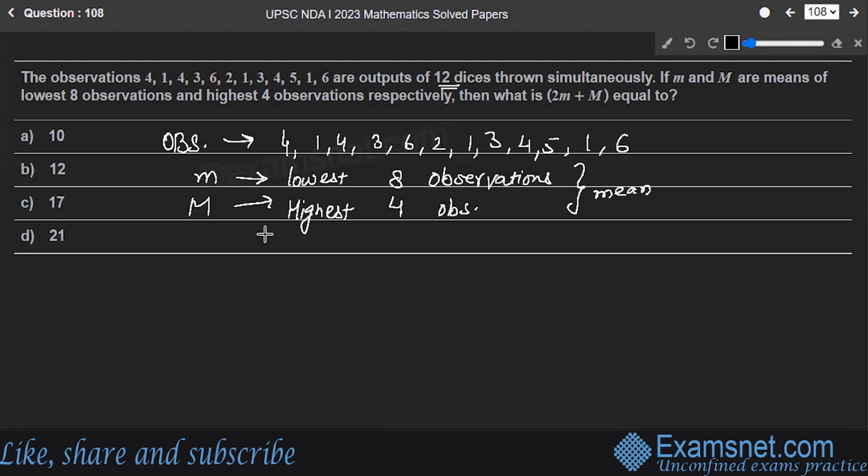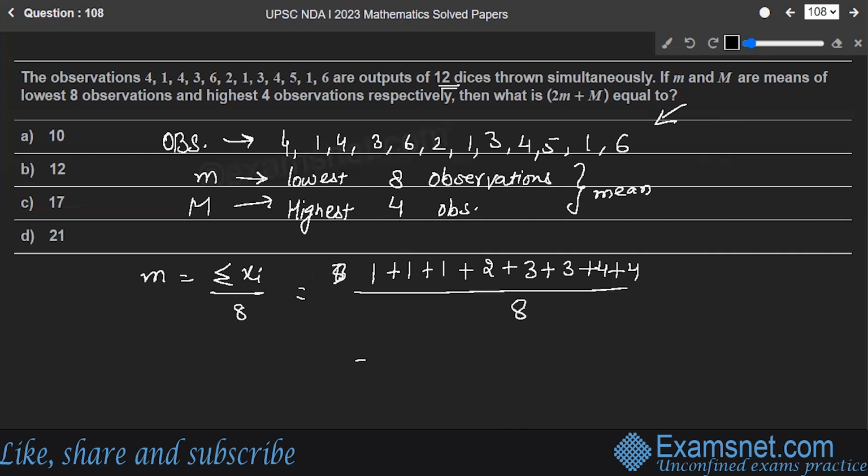Mean. Okay. Now, small m can be written as sigma xi upon 8. So let's add all of the lowest 8 observations. Lowest 8 observations will be 1 plus 1 plus 1 plus 2 plus 3 plus 3 plus 4 plus 4. These are the lowest 8 observations from this set. Divided by 8. This is equal to 19 by 8.